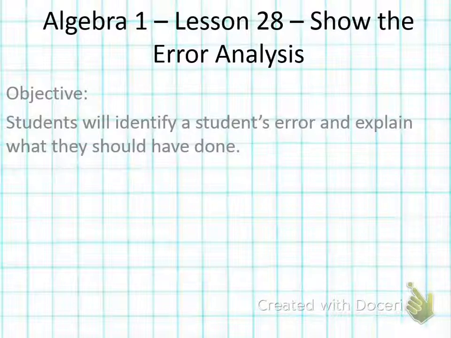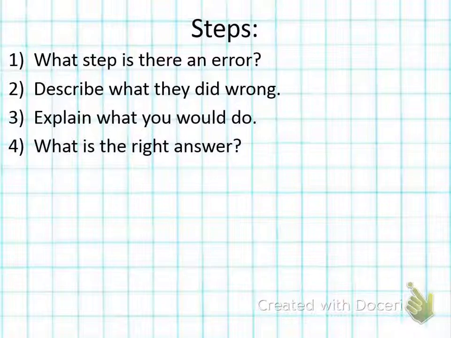So this isn't really a math lesson. It's more like, how do I do this problem in math? And it'll make more sense. Here are the questions that would be asked on this. One, what step is there an error in? Two, is there an error? Describe what the student did wrong. Three, explain what you would do. And four, what is the right answer?